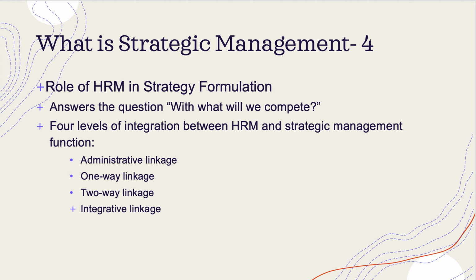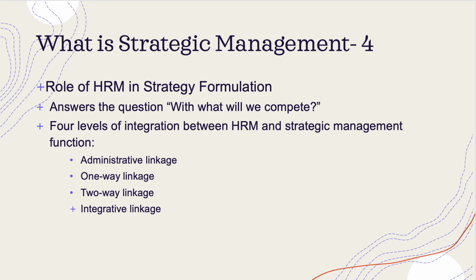There are 4 levels of integration that exist between the HRM function and the strategic management function. There's administrative linkage, one-way linkage, two-way linkage, and integrative linkage. Administrative linkage is the lowest level of interaction. HRM's attention is focused on day-to-day activities. In the one-way linkage, the firm's strategic business planning function is going to develop the strategic plan, then inform the HRM function of the plan.